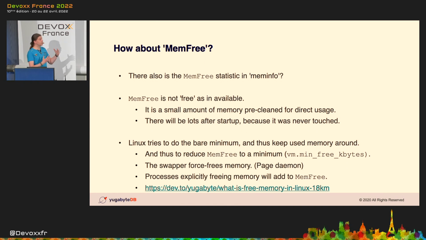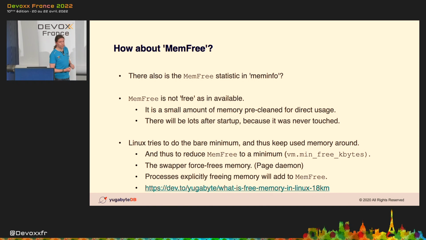And this memory is explicitly made free and needed, but it's kept at a minimum by Linux, because all the other pages which you read, which you don't use anymore, are kept for the sake of being reused. And if it all would be freed as truly free memory, then you can't reuse it and you don't have a cache. So that doesn't make sense.